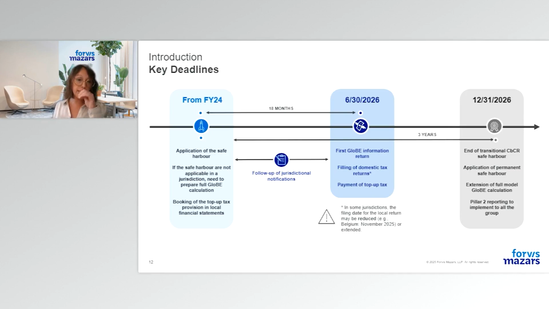And so the last step, in three years, so end of 26, the transitional safe harbor will come to an end and the full model rules will apply. However, it is important to remember that permanent safe harbor will apply that can reduce the top-up tax exposure, and we recommend extending Pillar 2 reporting to all entities within the group. So during this webinar, we will go through all these compliance requirements, with the first in date, the top-up tax provision and Pillar 2 disclosure, notably applicable for fiscal year 2024.